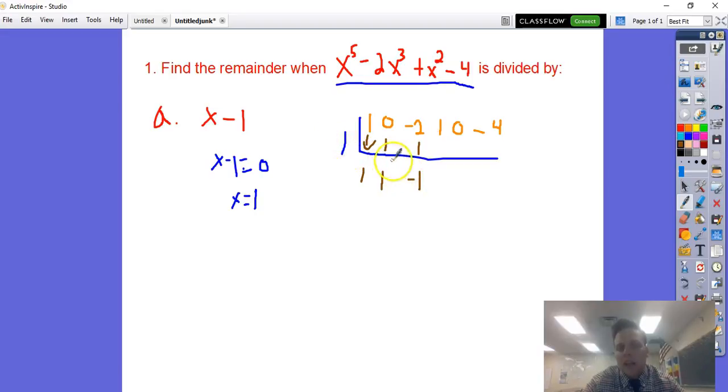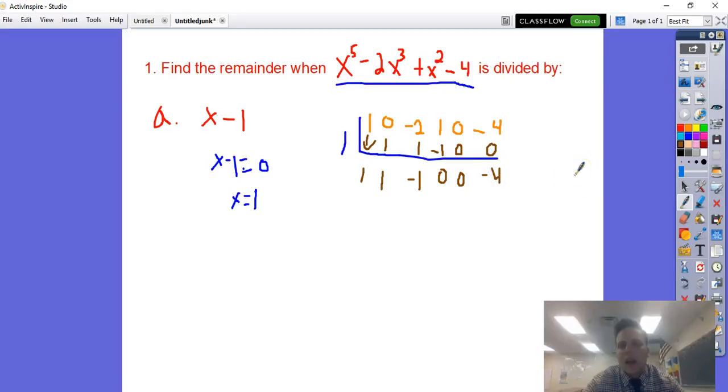Multiply these two together. 1 times negative 1 is negative 1. Add these two together. That's 0. 1 times 0 is 0. Add these two together. That's 0. 1 times 0 is 0. Negative 4 plus 0 is negative 4.